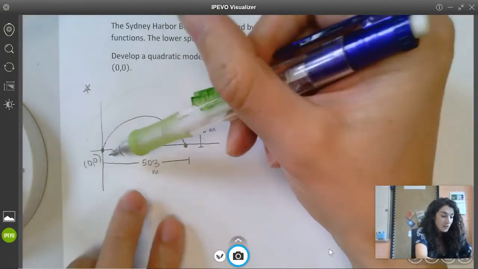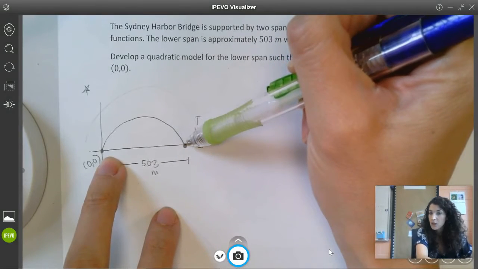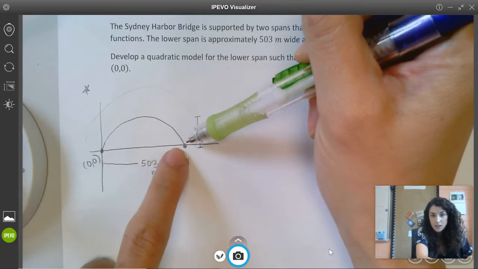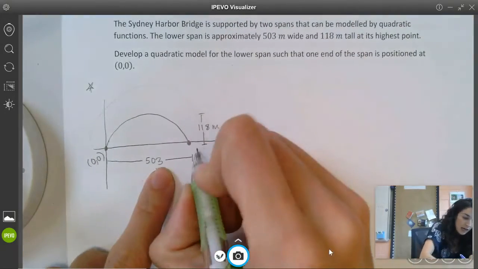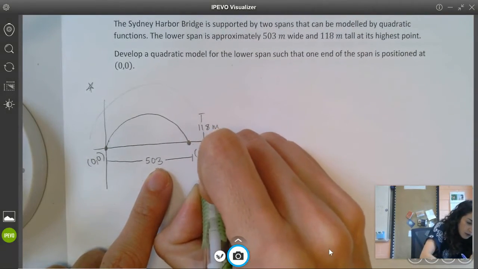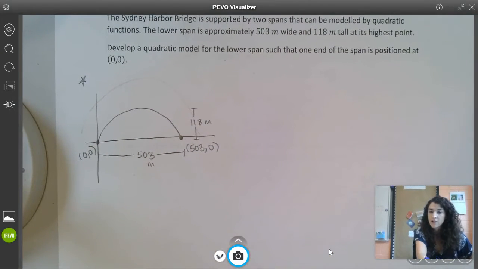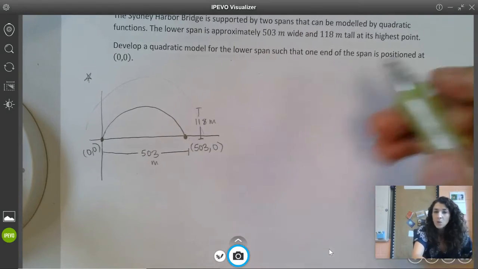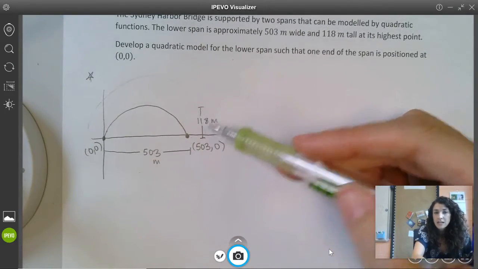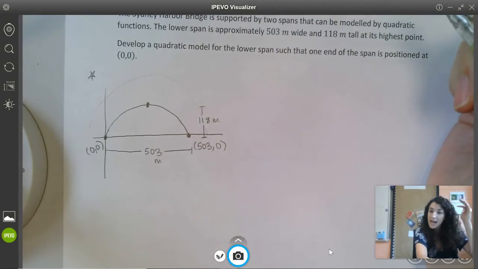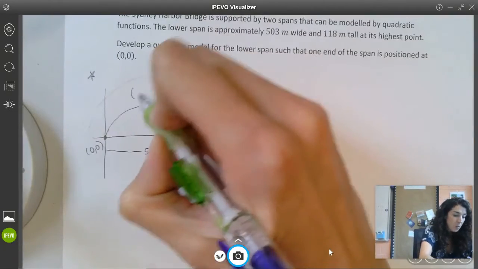We have been told that this spans 503 meters, which means that this guy is 503 away from the origin. So that has an x value of 503 and 0 as our y value. We are then told that that is 118 meters tall. So if we know the height, how tall it is, that gives us the y value.